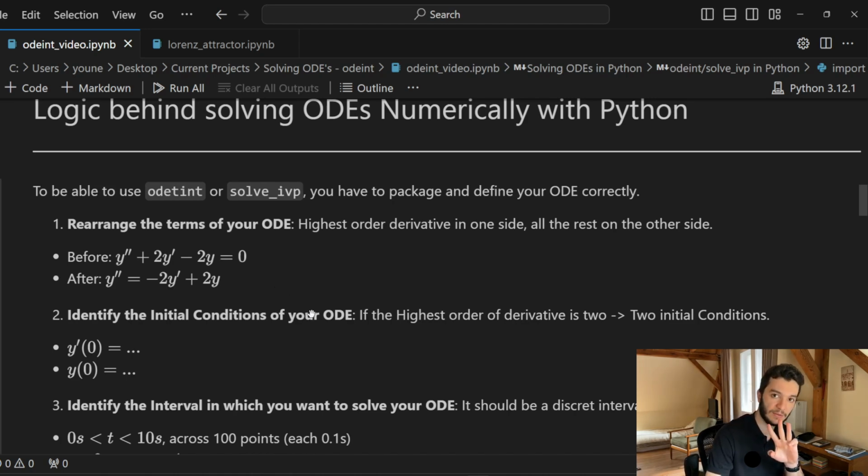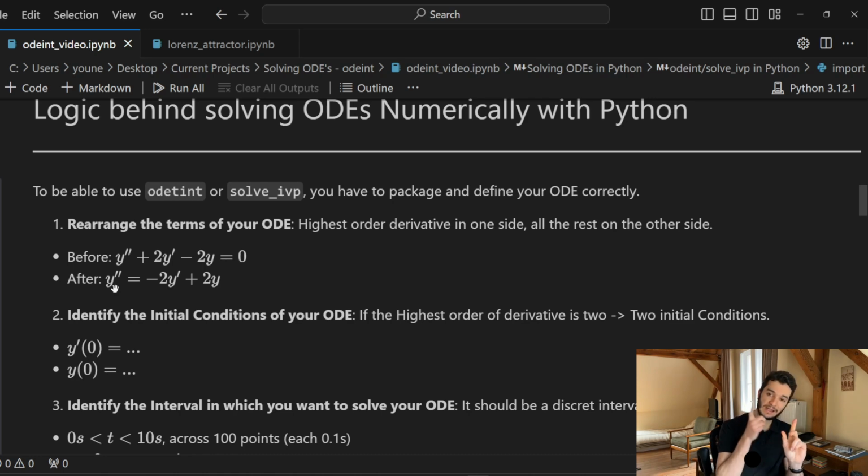You have 3 steps before you can solve something. You have to first arrange the terms of your ODE where the highest order derivative is on one side and all the rest is on the other side. For example, here we have the second derivative of y plus 2 times the first derivative of y minus 2y is equal to 0. We take these terms, put them in the other side of the equation, so that we have just the highest order derivative in one side and all the rest in the other side. Now that was step 1, which is arranging the terms of your ODE.